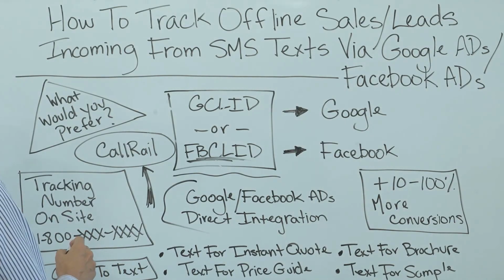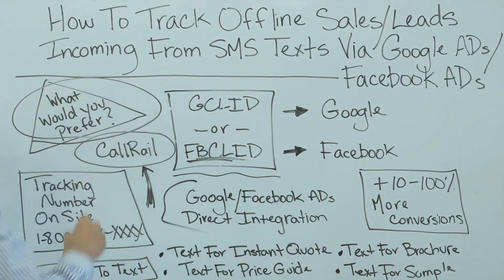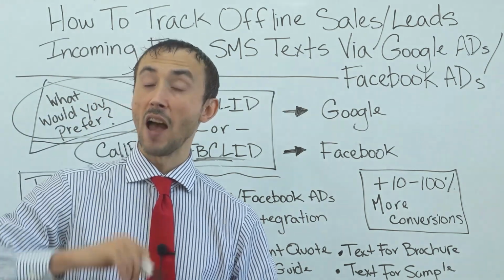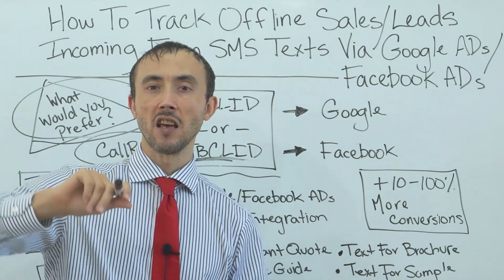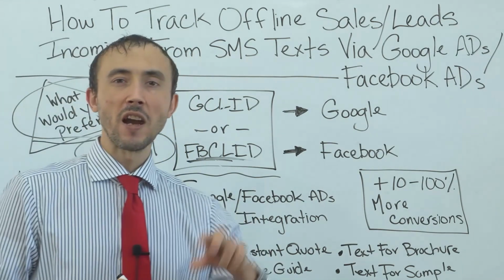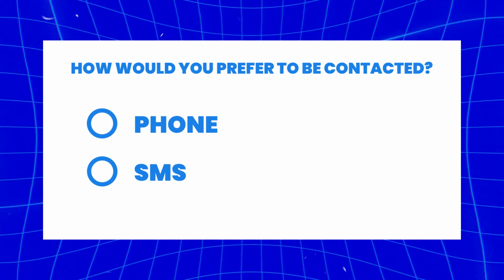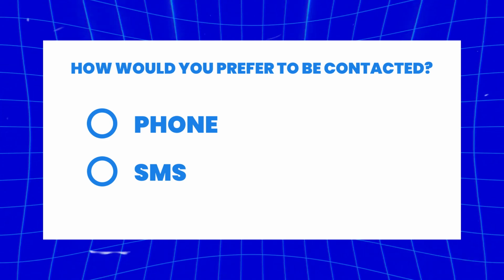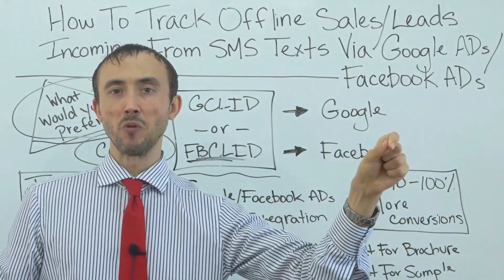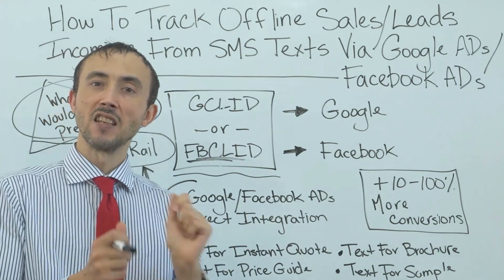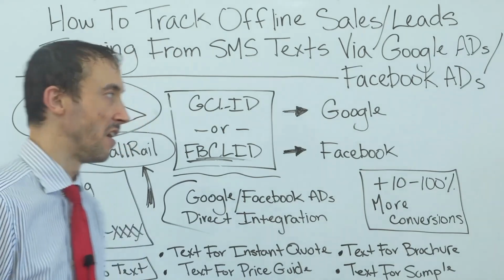So what I like to do is, first of all, on the form, this came in from one of our viewers, which I hadn't tried until he mentioned it, and it absolutely does work. On your form, have a little radio button that says, how would you prefer to be contacted? Phone or SMS? A lot of people, like 50% of people, will choose SMS. And you can get a hold of that person very easily through SMS. That saves time on your end and saves time on their end.